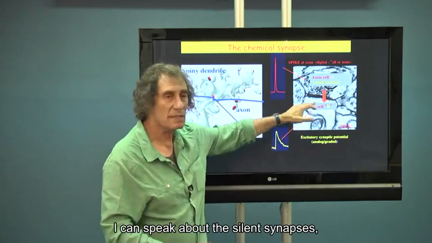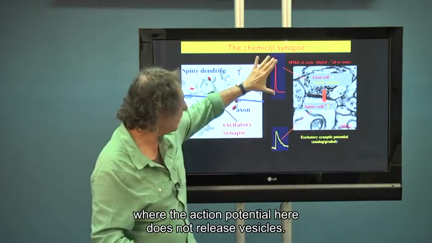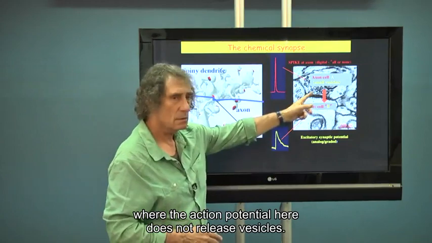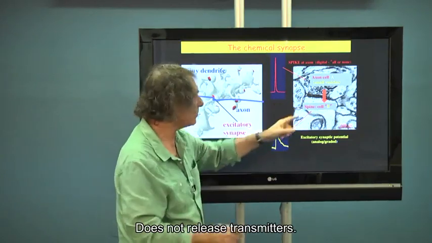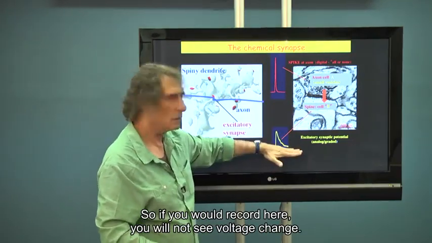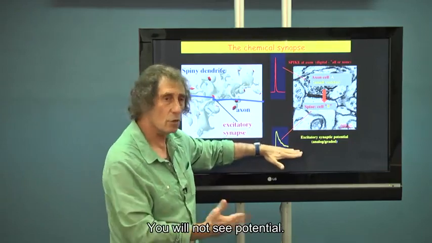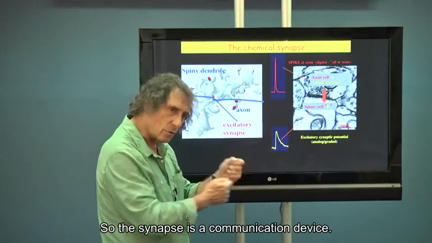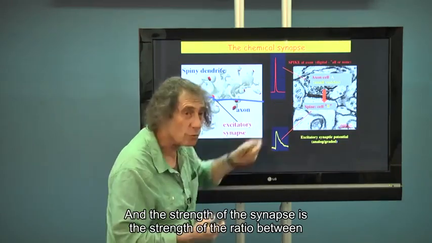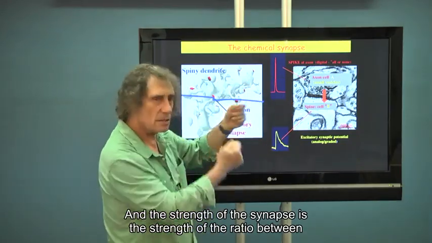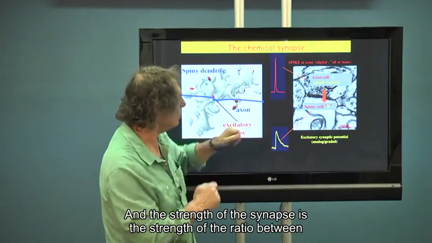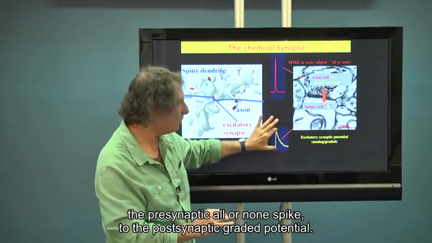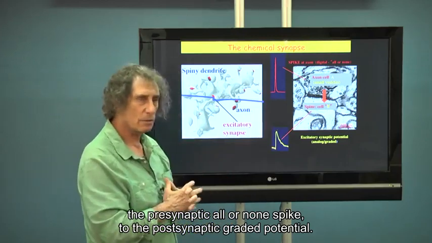I can speak about a silent synapse, where the action potential here does not release vesicles, does not release transmitters. So if you would record here, you will not see voltage change. You will not see potential. This will be a silent synapse. So the synapse is a communication device, and the strength of the synapse is the strength or the ratio between the presynaptic all or none spike to the postsynaptic graded potential.